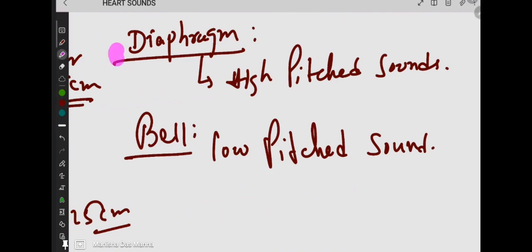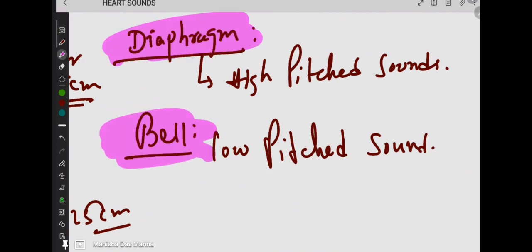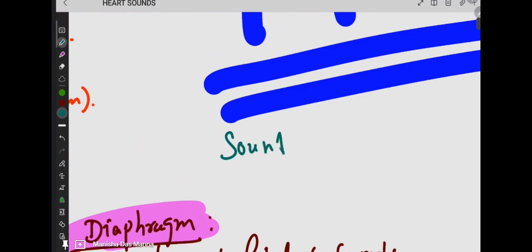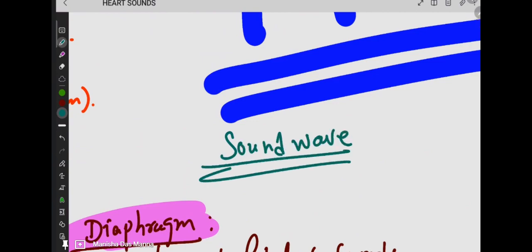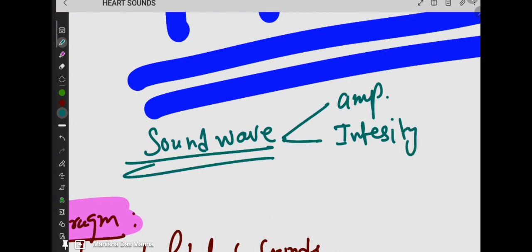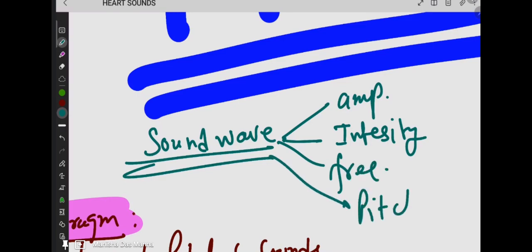So heart sounds have some quality of sound wave. If we are discussing sound waves, then we have to talk about the amplitude of the wave, or you can say the intensity of the wave. All of these discussions are generally from 12th standard. We all know about the amplitude, the intensity, the frequency and the pitch.